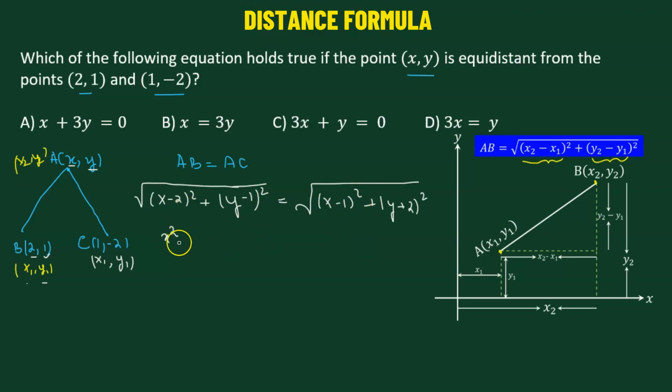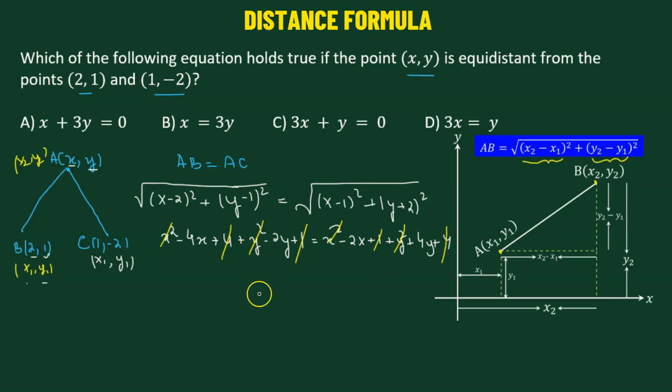So we have x minus 2 whole squared. Let's expand it. We get x squared minus 4x plus 4. Then y minus 1 whole squared will be y squared minus 2y plus 1. This will be equal to x minus 1 whole squared, so that's x squared minus 2x plus 1. And then y plus 2 whole squared will be y squared plus 4y plus 4. Now we can cancel x squared from both sides. We can also cancel y squared from both sides. We can also cancel out positive 4 from both sides as well as positive 1 from both sides.